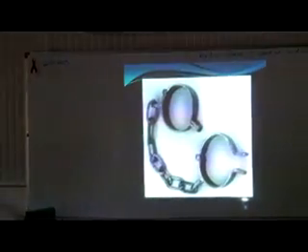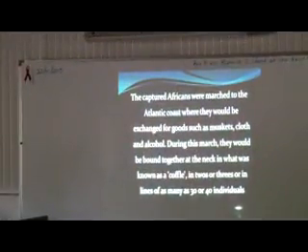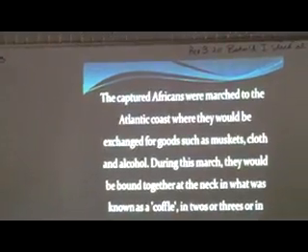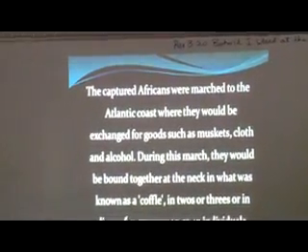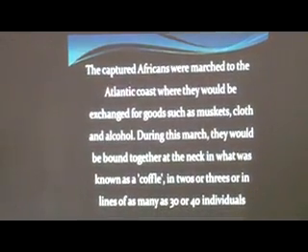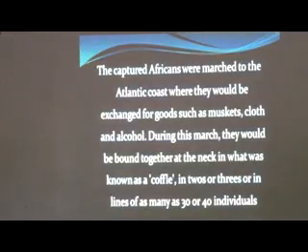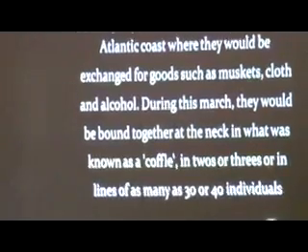Bound by shackles and chains, they would be bound together at the neck in what was known as a coffle, in twos or threes, or in lines of as many as 30 or 40 individuals.